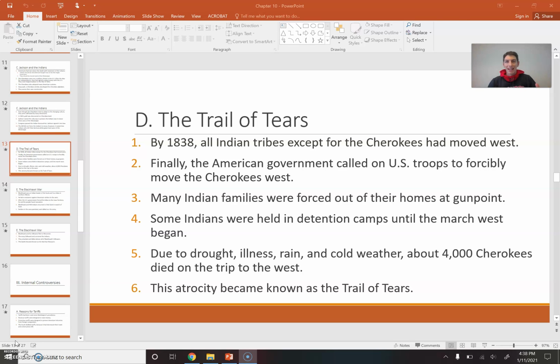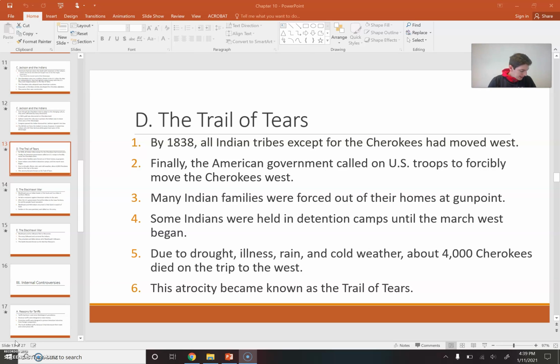This was a mass forced movement of the Native Americans, moving them off of their land that was rightfully theirs to territory west of the Mississippi River, specifically Oklahoma. Now, why we call this the Trail of Tears is because while these thousands of Indians were moving from their homes to the new Oklahoma territory, they moved in the worst possible time of the year. A lot of it happened in terrible weather.